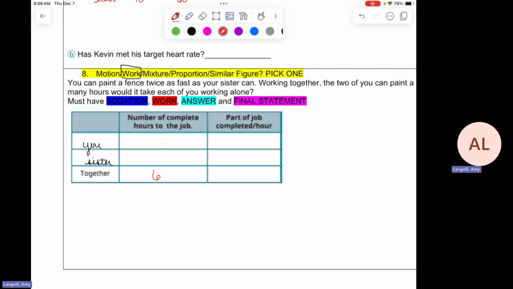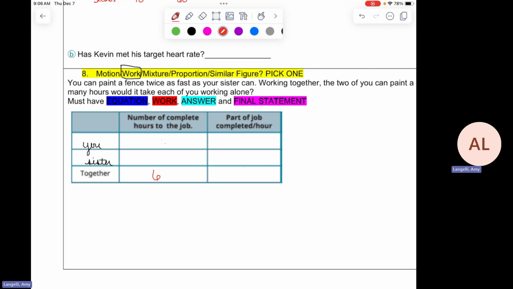So it says number of complete hours to the job. That's weird. That should say number of hours to complete the job. That's a really weird phrase. Oh, good. It didn't sneak you.